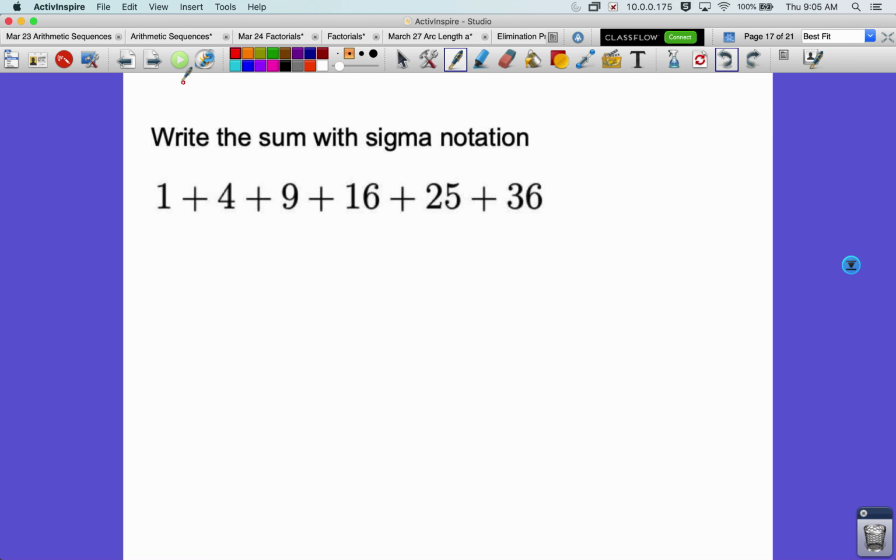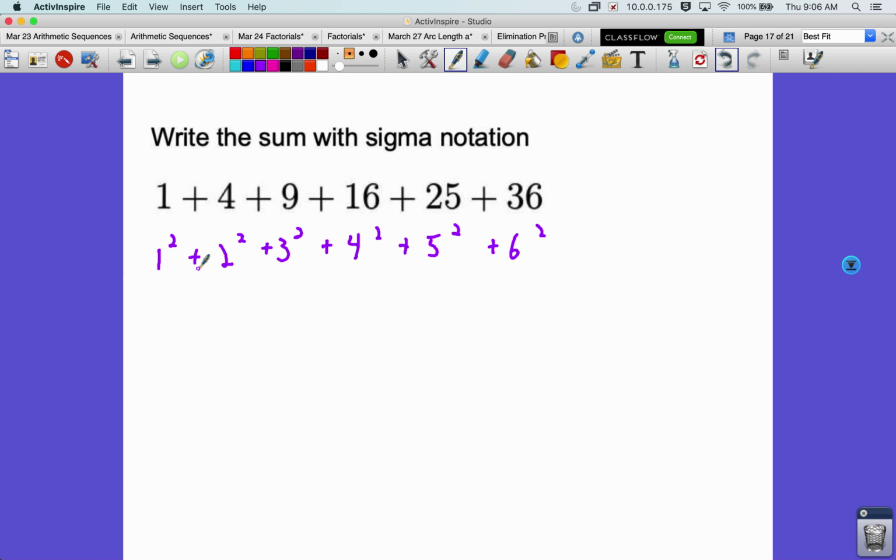All right, let's go the other direction. We've got to write this sum with sigma notation. So first we got to figure out how do we get this sequence. Well, let's just kind of examine it. 1, 4, 9, 16, 25, 36. You might start recognizing this as perfect squares. So this is 1 squared, 2 squared, 3 squared, 4 squared. So let me write it out like that. 1 squared plus 2 squared plus 3 squared plus 4 squared plus 5 squared plus 6 squared.